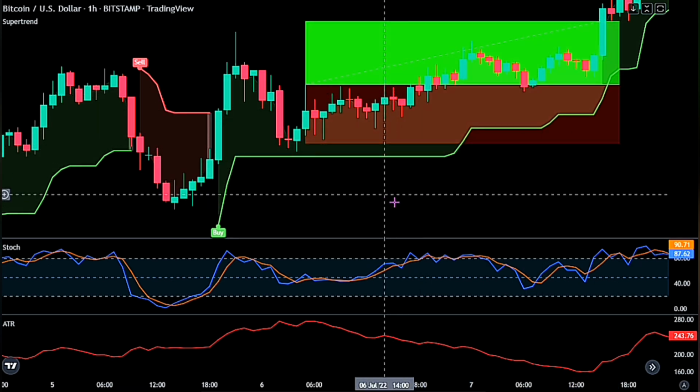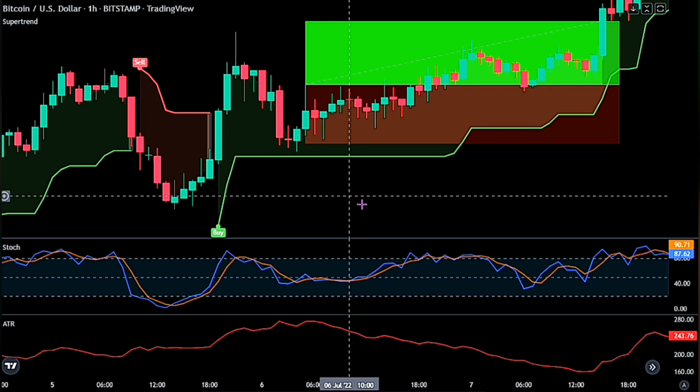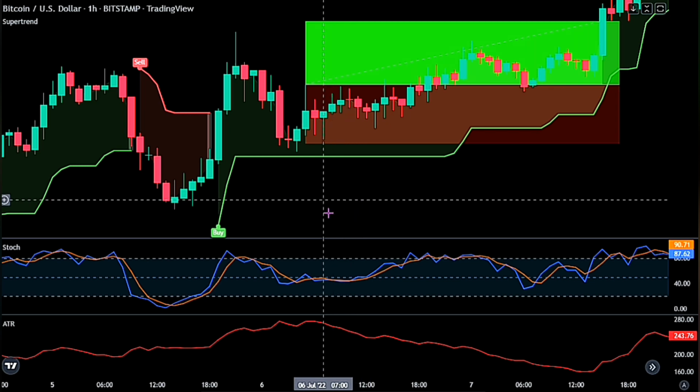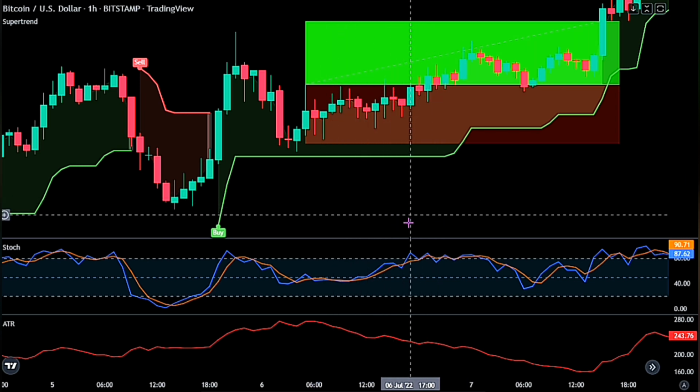Now let's go ahead and backtest our strategy with an account size of $1,000, and we would be covering 200 trades and risking just 1% of our account size.